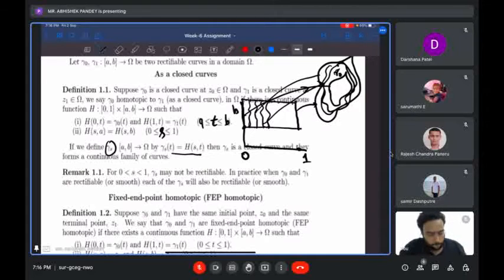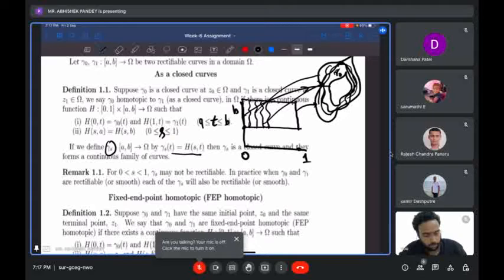Yeah. So these intermediate curves will be here. So basically what you are doing, you are continuously deforming a curve into another curve. So this is the definition of homotopy. So this gamma s gives you a continuous family of curves like this one. Continuous families of curves.